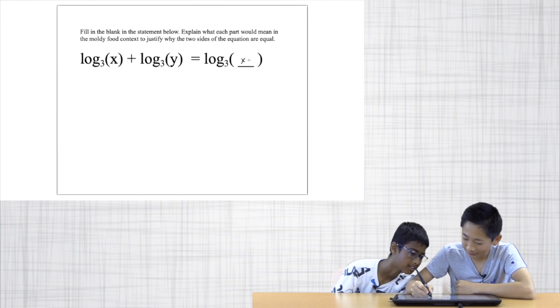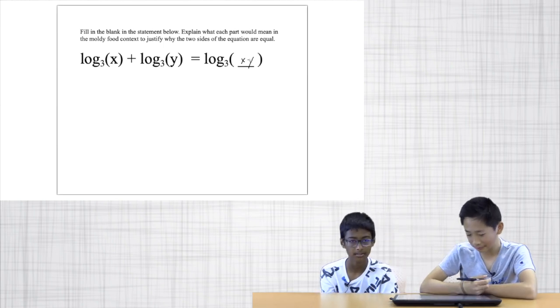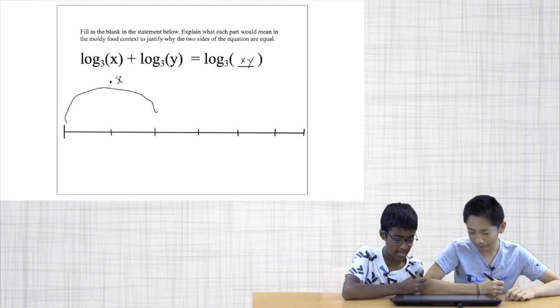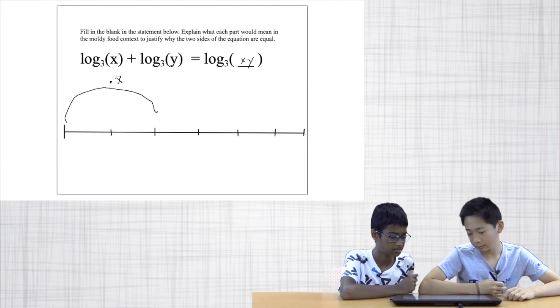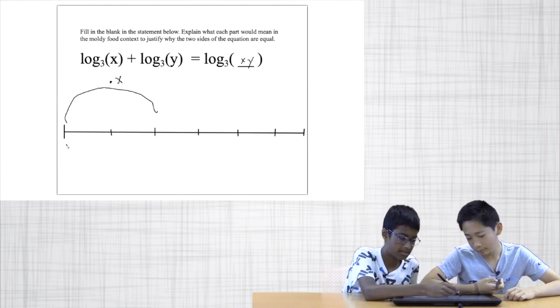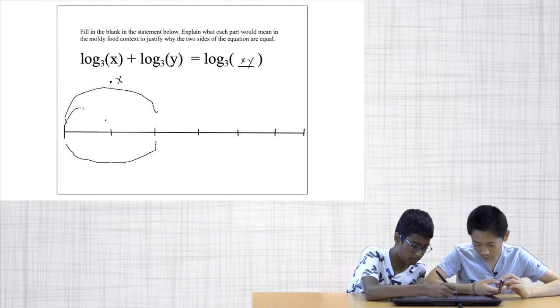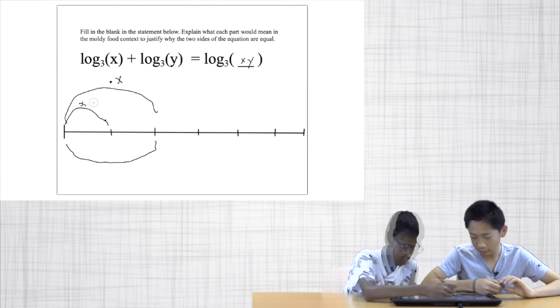Okay, I know the answer. You think it's x times y? Yep. So what are you drawing in, Aurobindo? I'm drawing in a factor of x. And why are you doing that? Because we're saying that the growth factor is 3, so... Okay, nice.